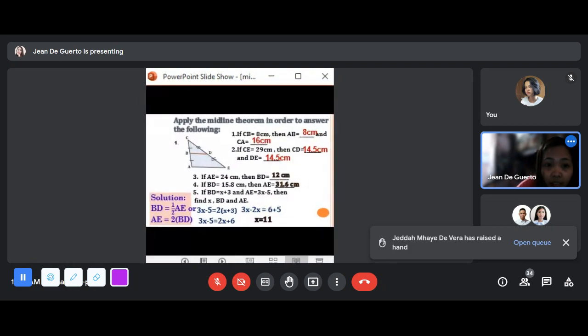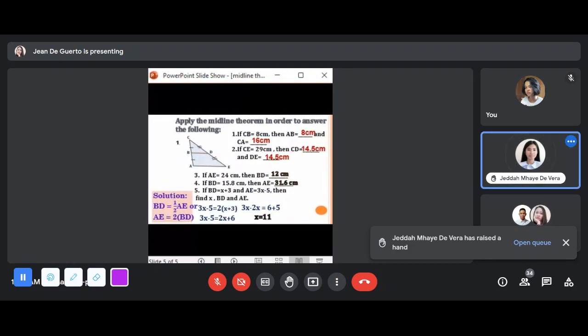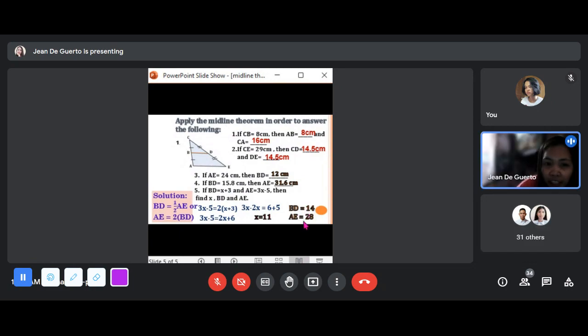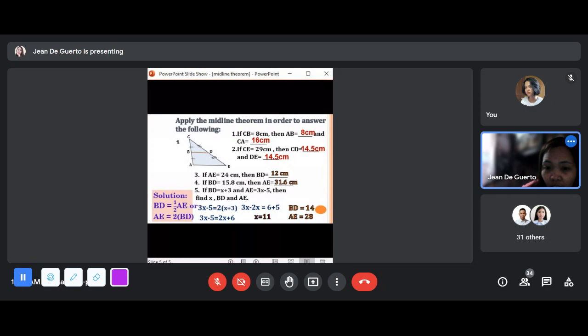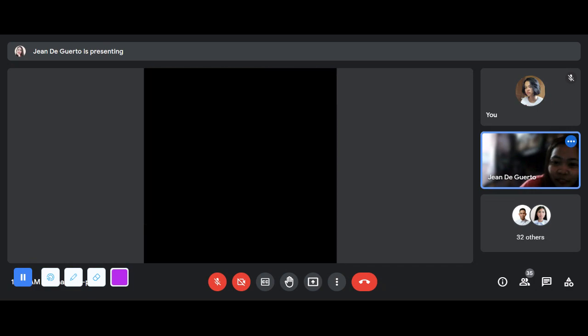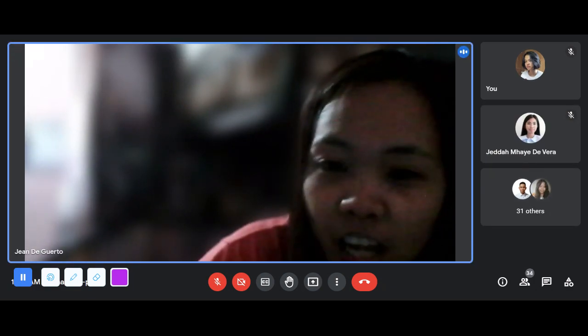Jeddah. Ma'am, BD is 14 po. Tapos yung AE is 28. Okay, so BD is 14, AE is 28. So may questions kayo sa first lesson? Questions? Wala? Wala na? Oh, wala. Okay, so punta tayo sa next.